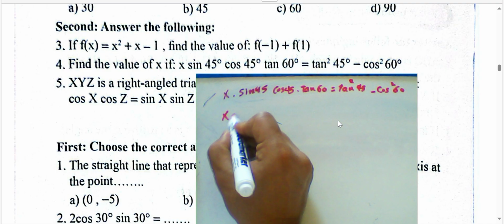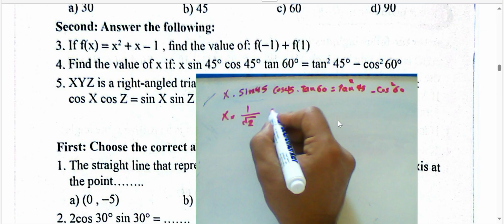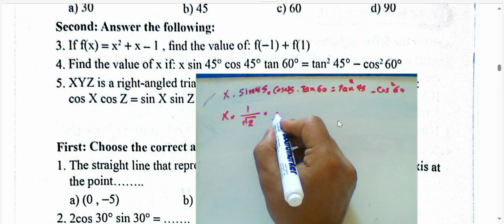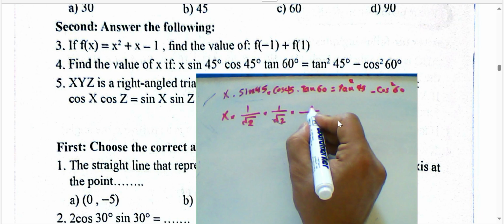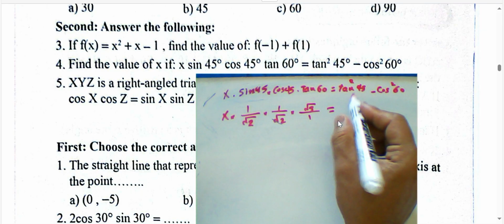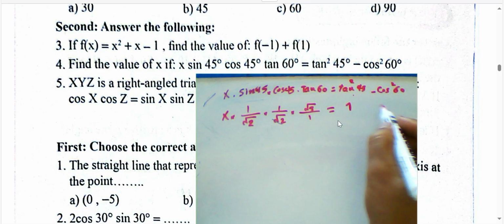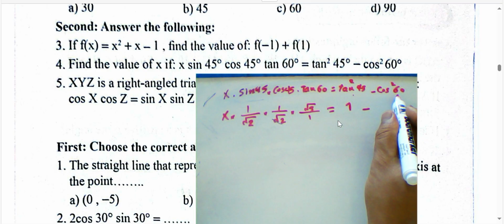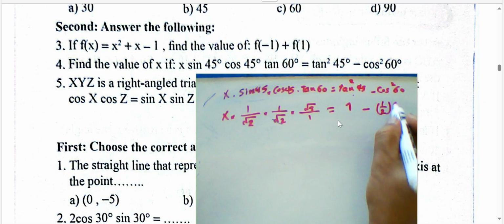Okay, we can write x product by sine 45 equal 1 over root 2 product by cosine 45. It will be what? Like this, 1 over root 2. Tan 60 equal root 3, tan 45 equal 1, power 2 equal 1. Cosine 60 equal half, power 2.